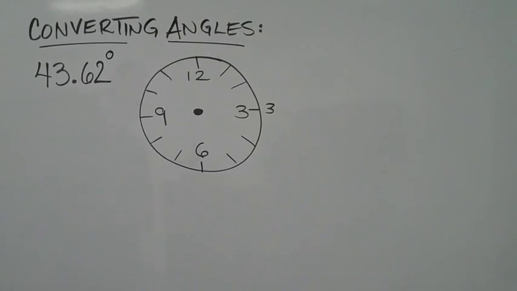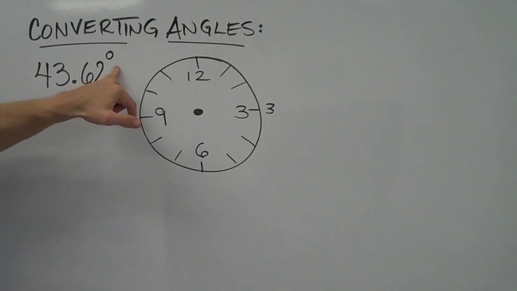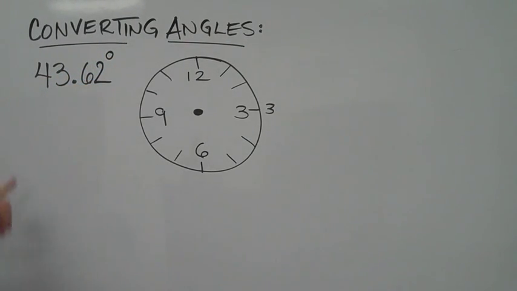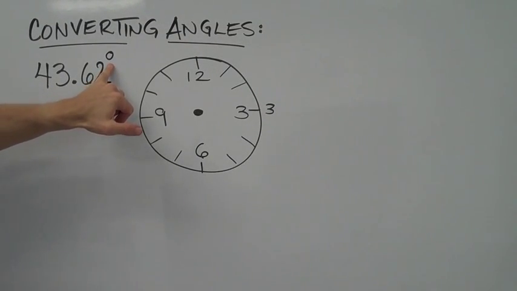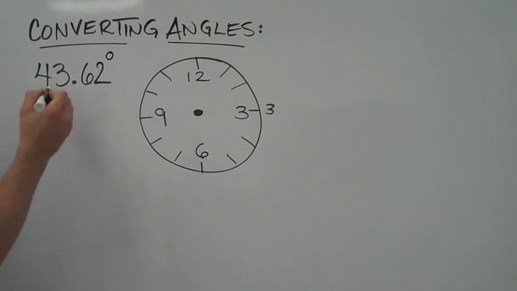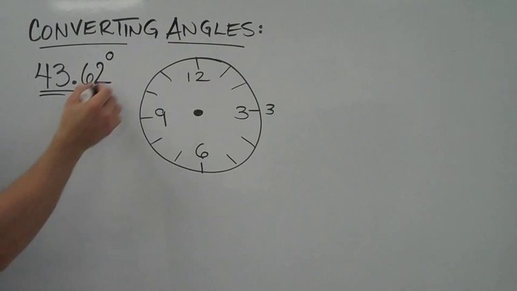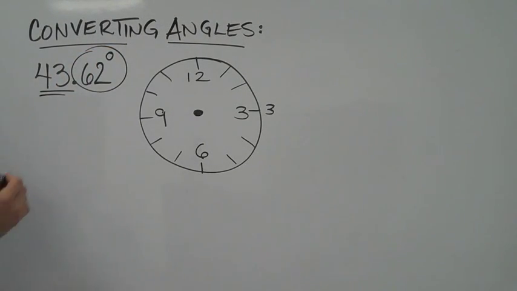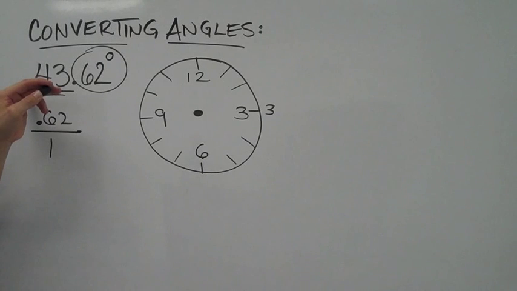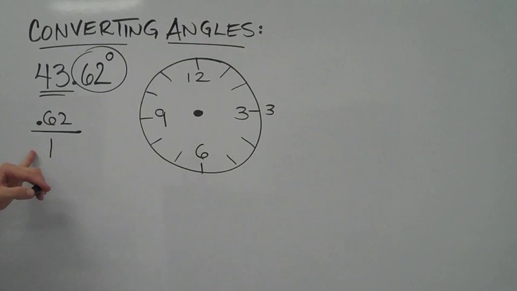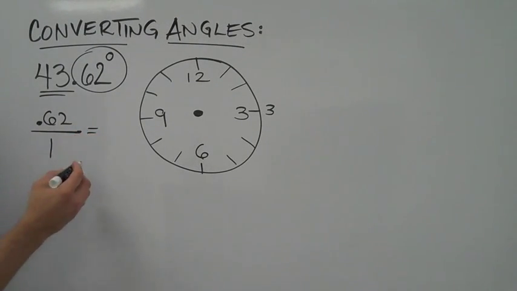Let's now talk about converting angles from degrees into minutes and seconds. Here we've been given an angle of 43.62 degrees. This little symbol means degrees, and sometimes you're going to be asked to convert this into minutes and seconds. Well, this is 43 degrees. We're all set here. Now 0.62 is 0.62 degrees out of one whole. We have 43 whole degrees, and we're not quite at 44, but we've got 0.62 out of one whole extra degree. Well, how many minutes is that?